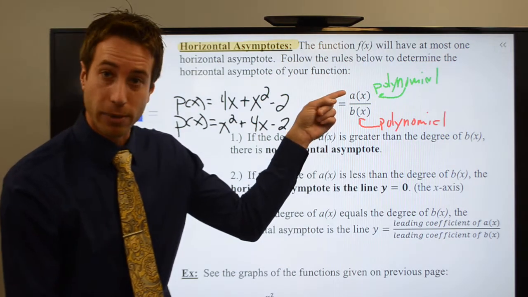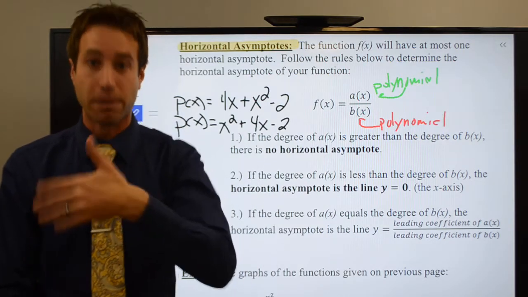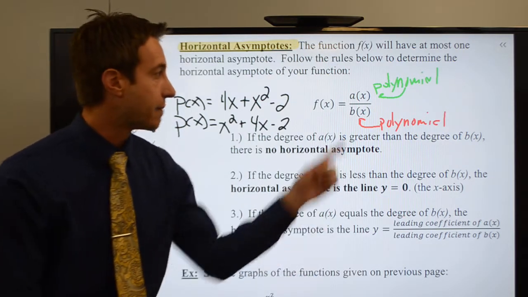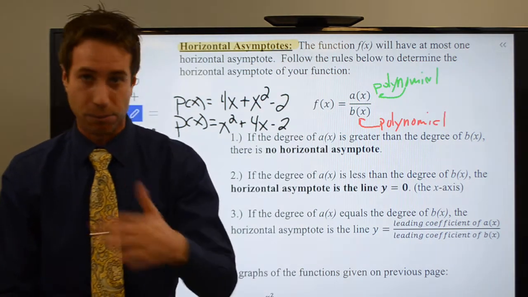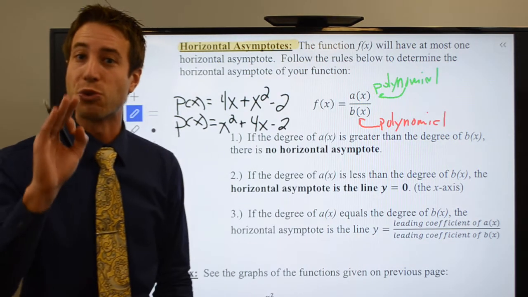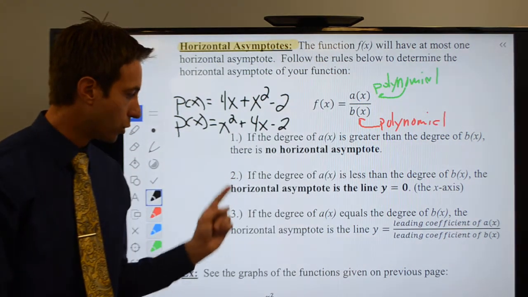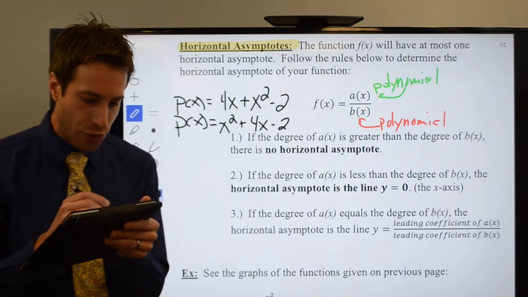So you'll look at the polynomial on the top, figure out the degree. If you have to rearrange the terms, fine, put them in descending order and get the degree. And then you'll look at the degree of the bottom. If you have to rearrange the terms, fine, put them in descending order, figure out the degree of the bottom. Then the 3 rules, rule 1, rule 2, and rule 3, are based on the degree. So let's go through them.